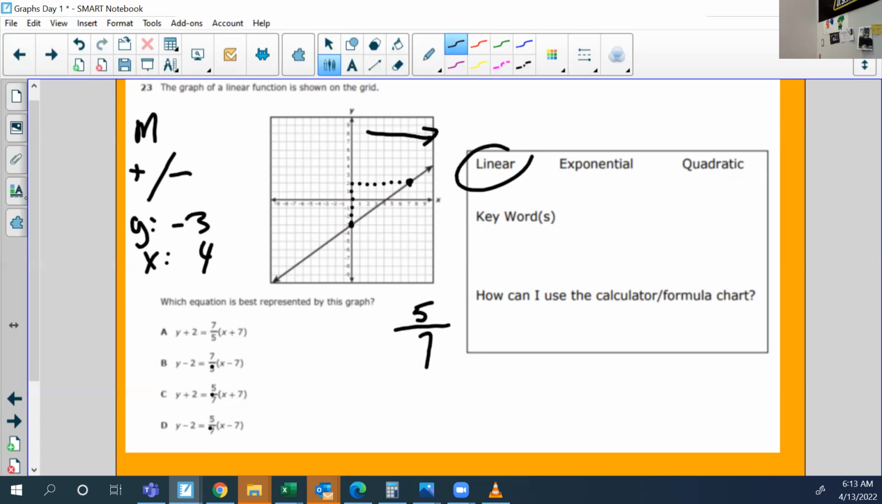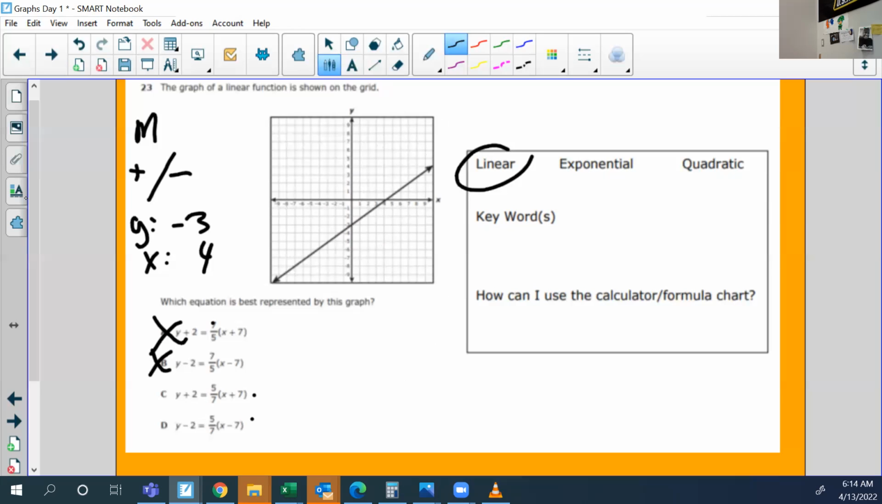So now which ones can I eliminate? Well, the slope is 5 over 7. So I can eliminate A and B because the slope is 7 over 5. Now I'm left with 2. Now, an easy way to do this now is to graph. You could graph C and D now in your calculator and see which one matches the graph, right? Or you could write the equation, right?